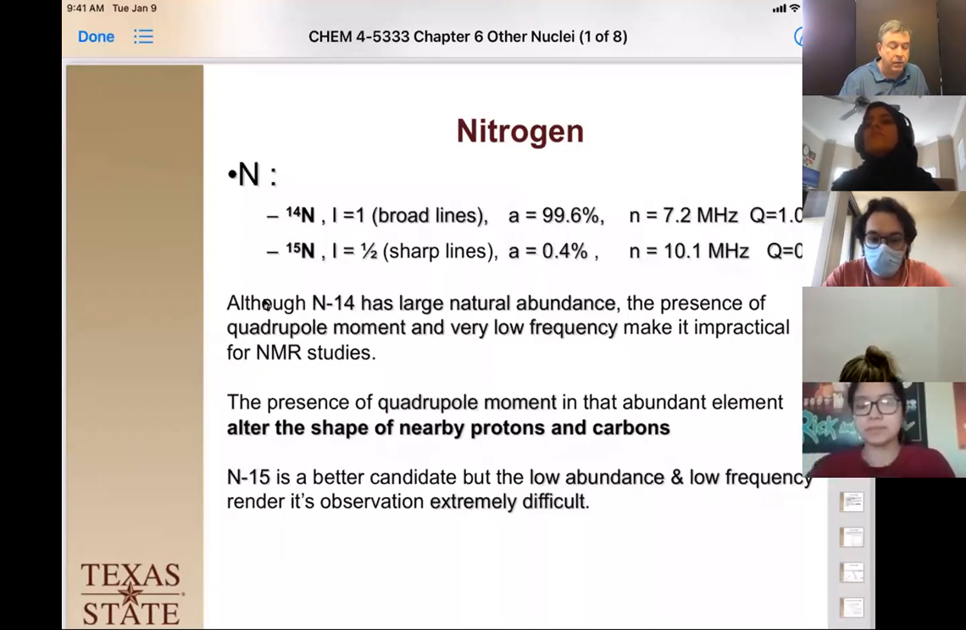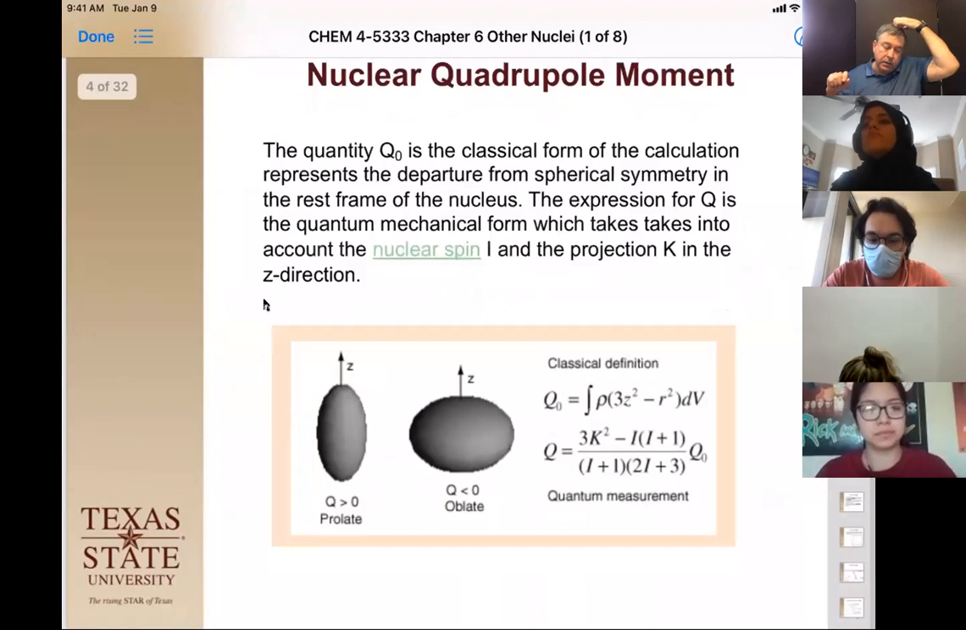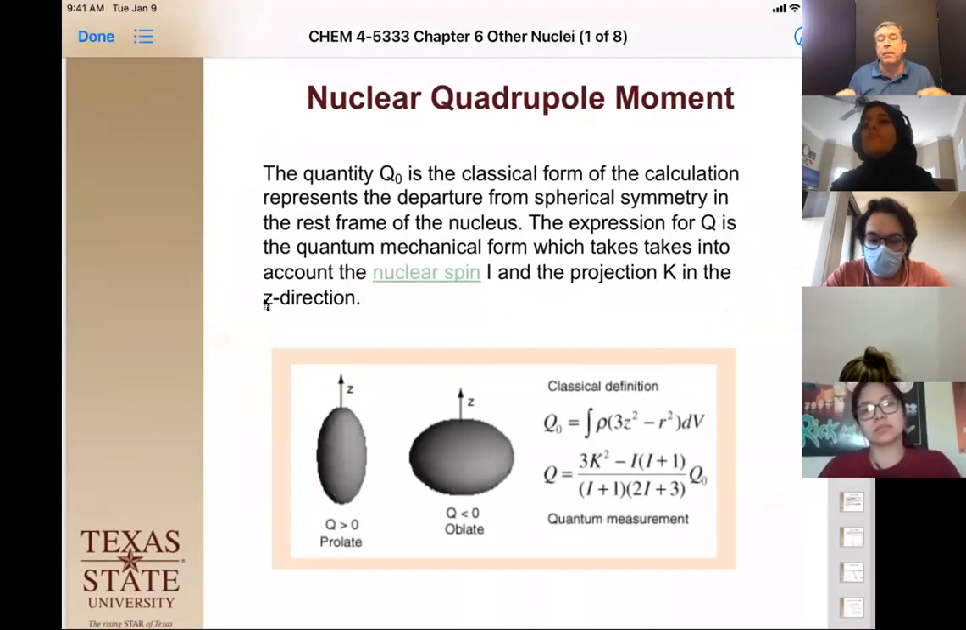They're messier than proton NMR, but we can see and differentiate different nitrogens with and without hydrogens on them. Okay, so let me go back and talk about nuclear quadrupole moment. In our substrates with half spin, the quadrupole moment is zero, which makes the nucleus magnetically spherical. It's completely spherical, and therefore, in a magnetic field, we do not see a distortion from the fact that it is not spherical.